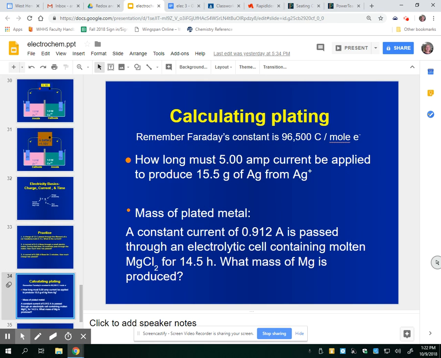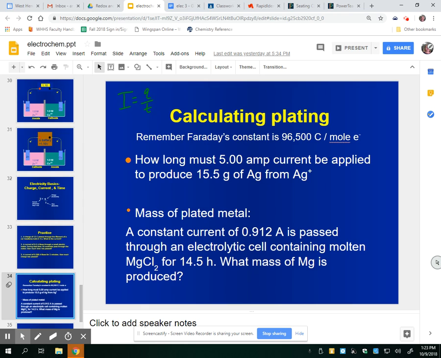Okay. So I'm just going to work with this first one, calculating and plating. Remember that Faraday's constant is 96,500 coulombs per mole of electrons. My first question says, how long must 5 amps of current be applied to produce 15.5 grams of silver from silver ions? All right, well, if we go back to that formula that we were just working with, I equals Q over T.